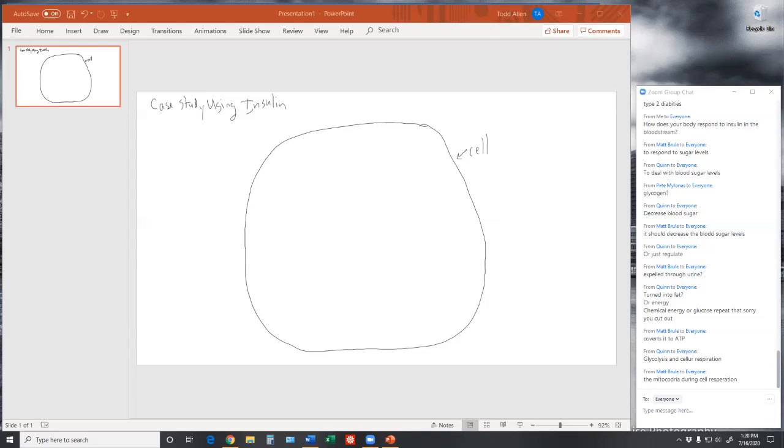How does your body respond to insulin? When there's insulin present, it responds by changing the location of the glucose from the blood to the interior of the cells of your body. Okay? Insulin does not directly trigger aerobic cellular respiration. Insulin triggers the cells of your body to suck up the excess glucose out of your bloodstream.